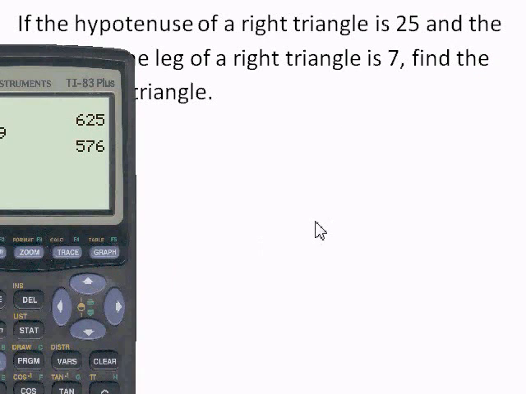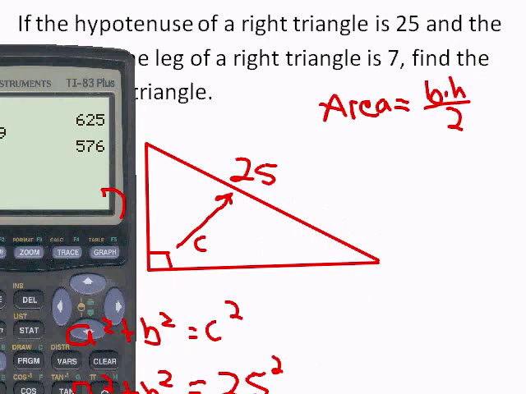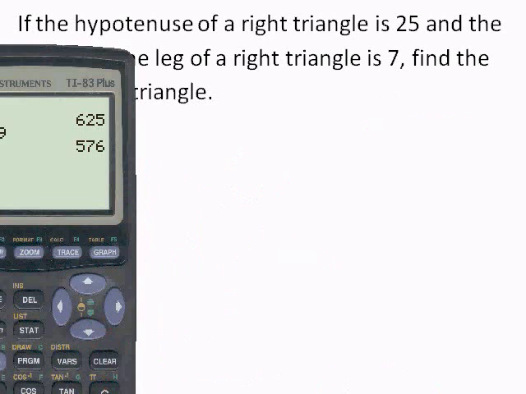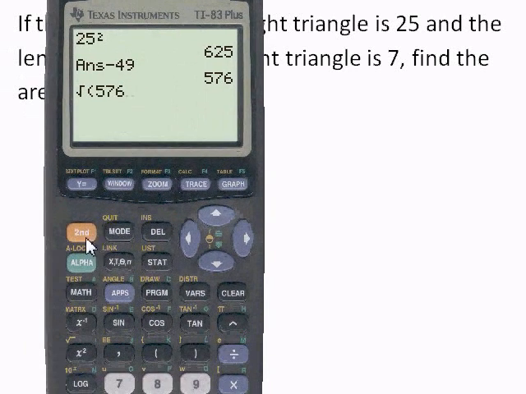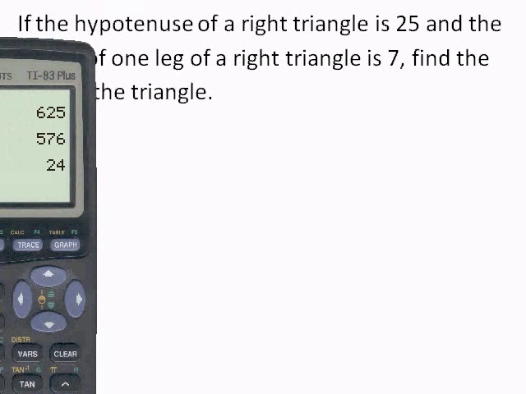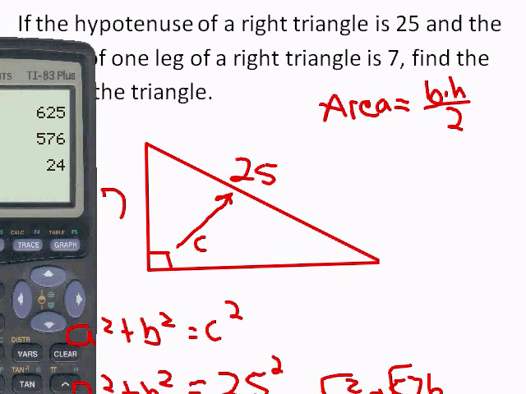So that leaves us with b squared equals 576. To find b, we still need to take the square root of both sides, giving us, in the end, b is equal to, so we go back to our calculator, square root of 576. Again, to find the square root, you go second and then the x squared button, giving you 24 as the base. So we know that our base is 24.